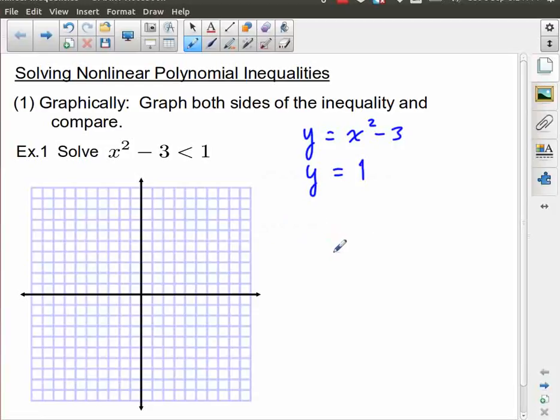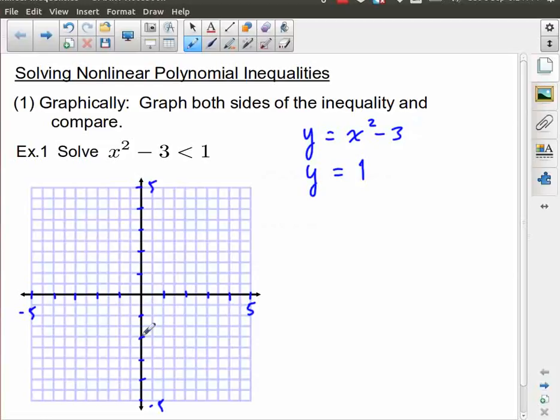So when I do that, let's go ahead and put a scale on here. I'm just going to use each of my dashes to count for 1. So that would be 5, and negative 5, and 5, and negative 5. So x squared minus 3, that's a parabola that has been shifted down by 3 units.